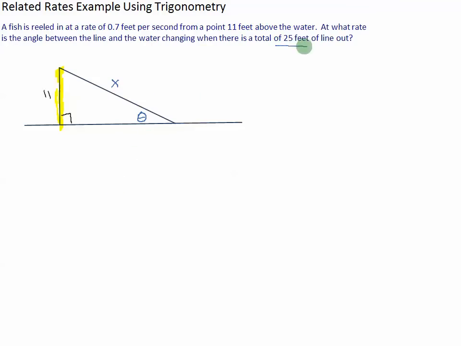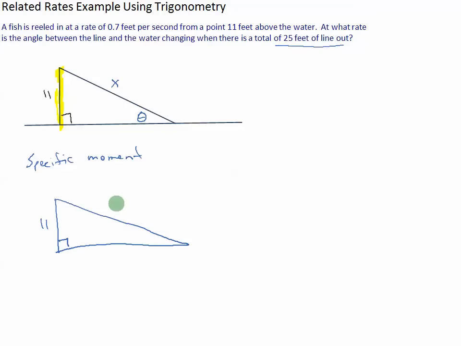Also notice that we're told that there's 25 feet of line out. That's a specific moment, right? Because at that specific moment x will be 25. So maybe we could actually start working on that as well. At this specific moment we have a right angle, we have 11, that never changes, but now this is 25. Can we figure out the specific angle at that point?